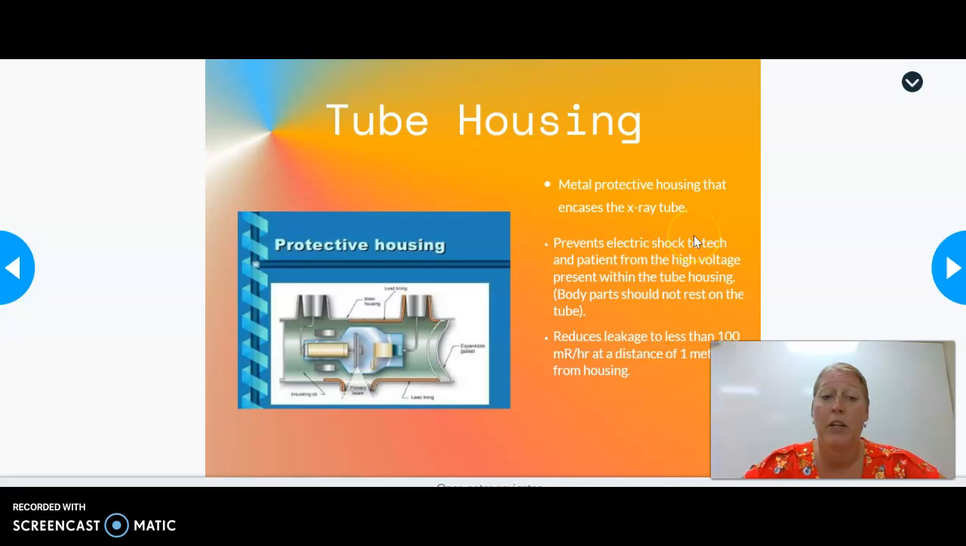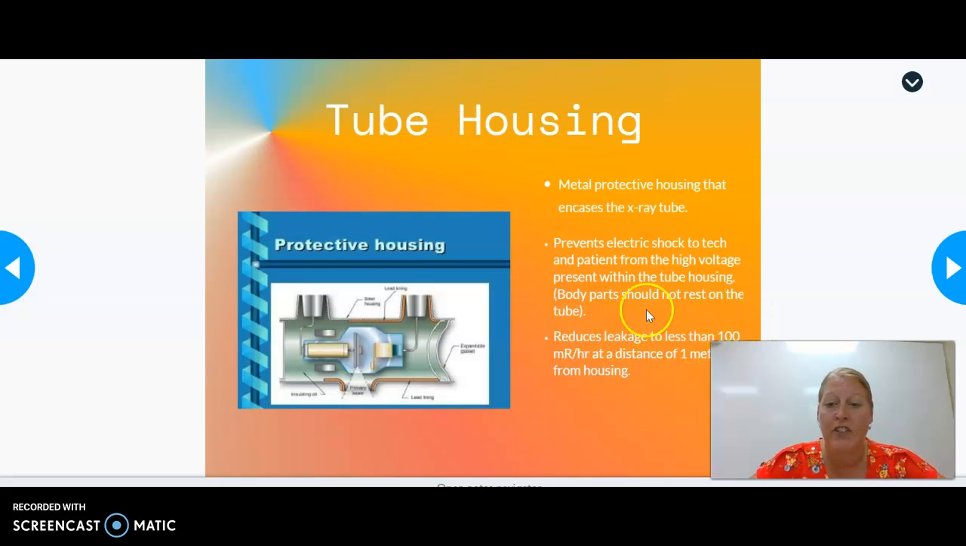It is made of metal to help prevent shock. Also through this tube is a huge current of electricity, so we have to prevent shock to the students and ourselves. It also helps to dissipate heat because with the production of X-ray, the heat is about 99% of what is produced, and X-ray is only about 1%.